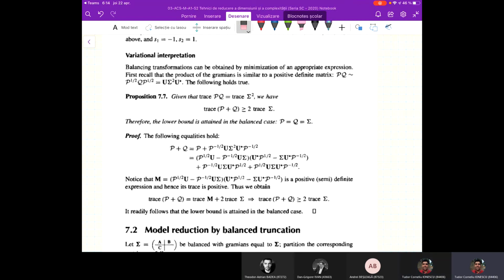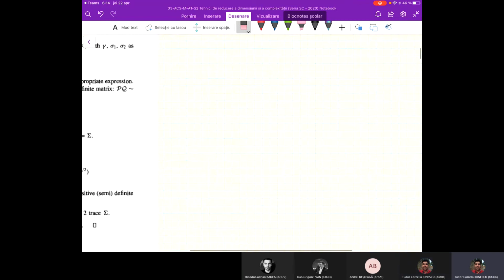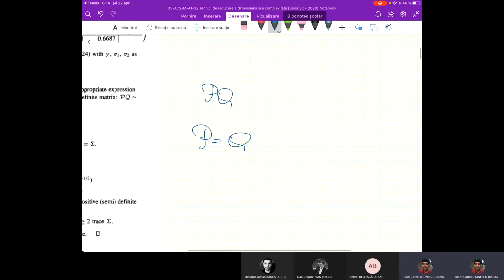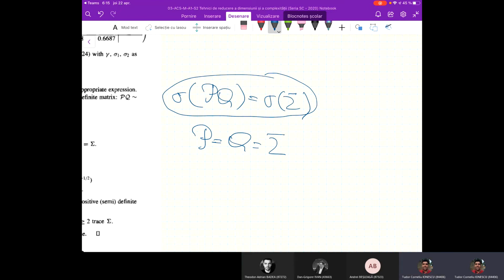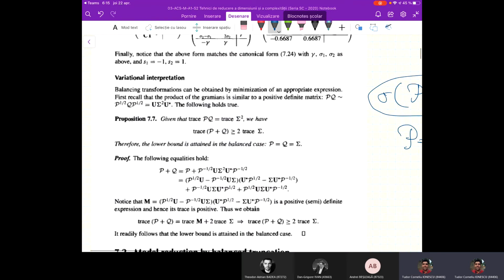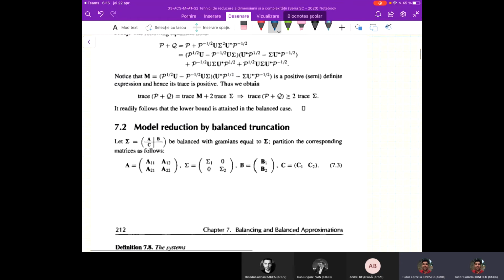So the idea is like this. This is the product PQ. And then you want to end up with P equal to Q equal to sigma. But this is already true from the very beginning, because the eigenvalues are not modified, not affected, not disturbed by a coordinate transformation. So these are very interesting relations, and here there is a proof of them.